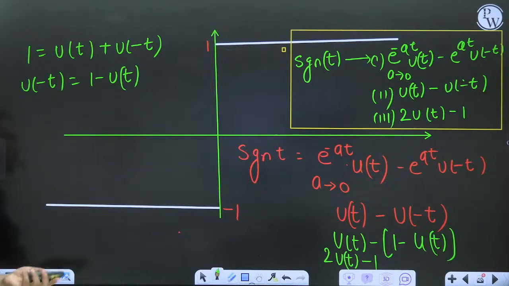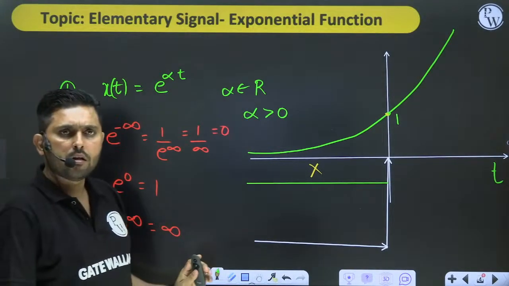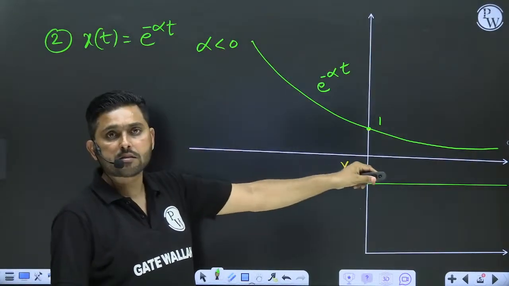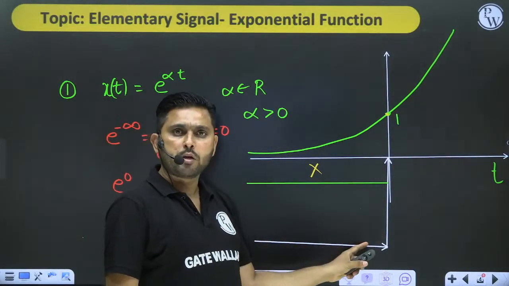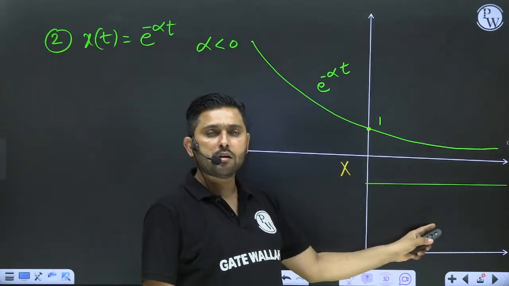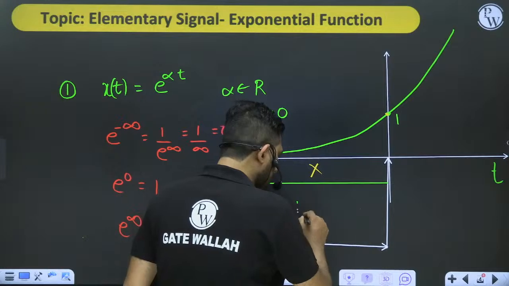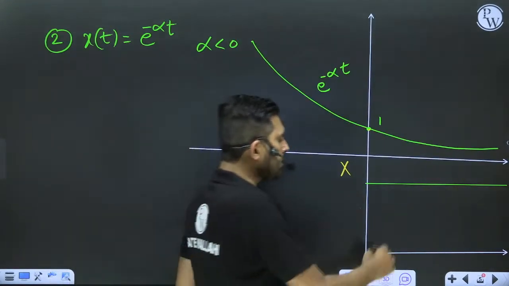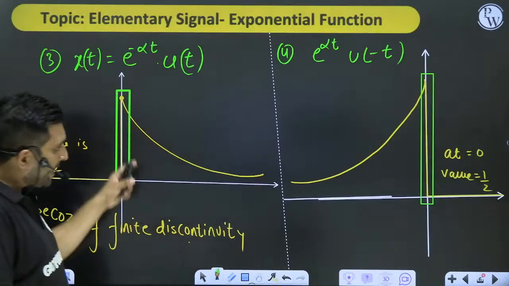So let's revise what we have covered. We started our journey from a real exponential, both sides, e to the power alpha t and e to the power minus alpha t, like this. Then what we did is that we multiplied e to the power alpha t with u(minus t), and e to the power minus alpha t with u(t), so that I get this function.